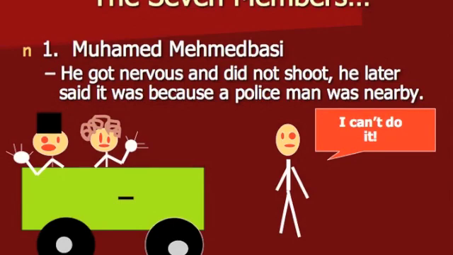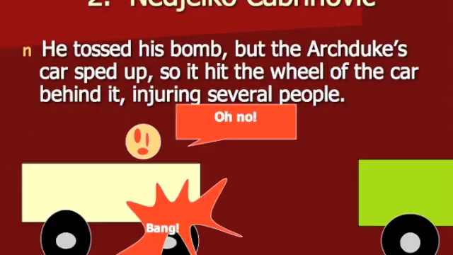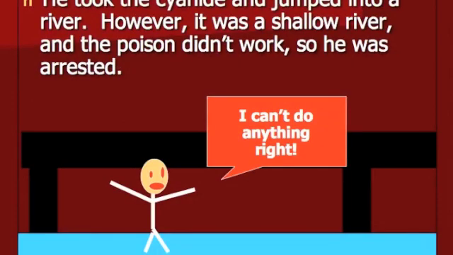Now JFK should have noticed this because these 2 were driving in an open convertible. Not a good idea. Now the first person who was supposed to kill them was this guy Muhammad, but he got nervous and he did not shoot them. He said, oh, there's more people nearby, they can do it. Now the second guy did toss his bomb, but the Archduke's car sped up, and so it actually hit the car behind it, and it injured several people in the car behind him. So now the guy didn't know if he killed them or someone else. So he ran away. He took the cyanide.